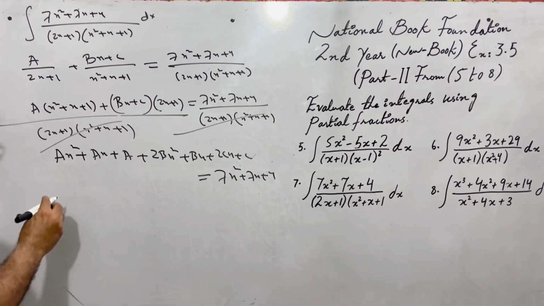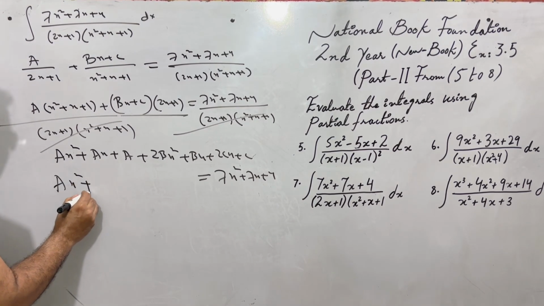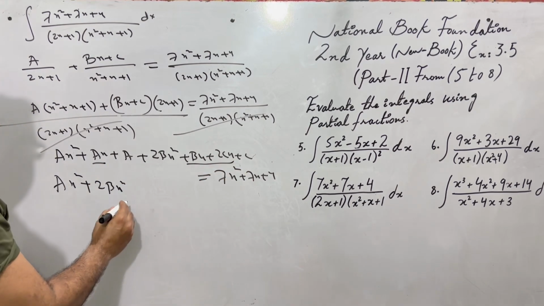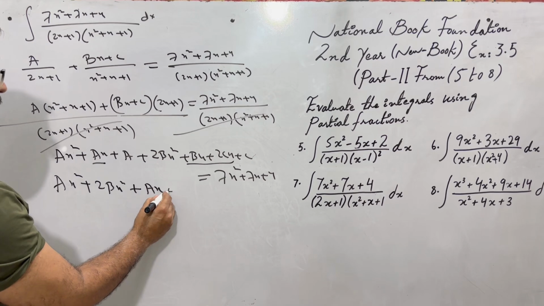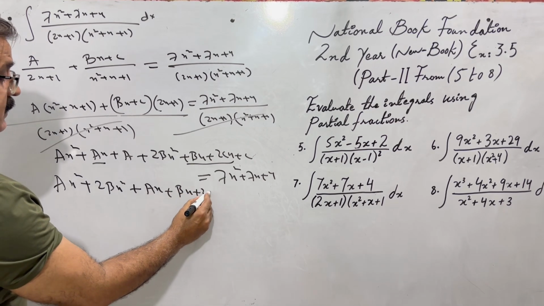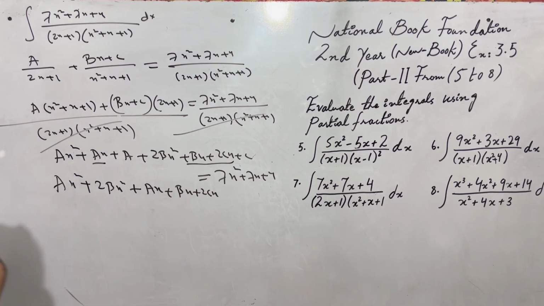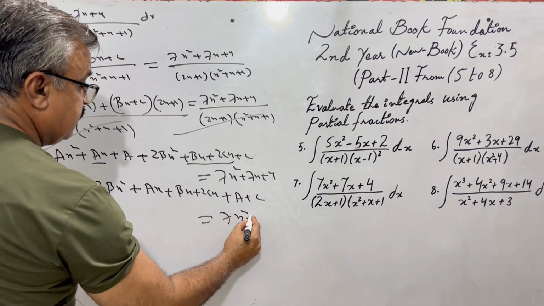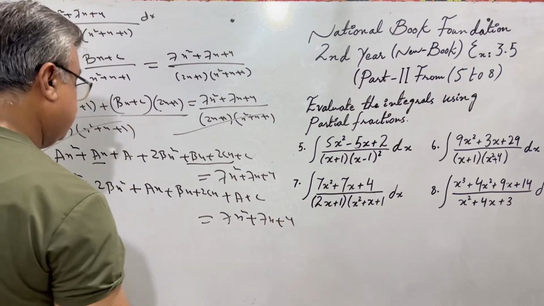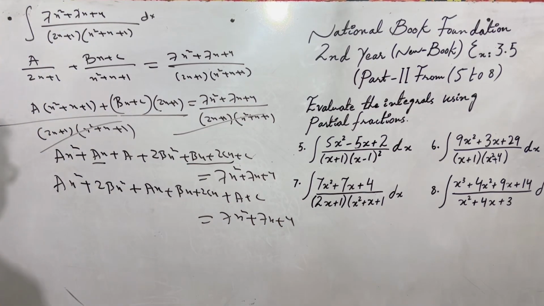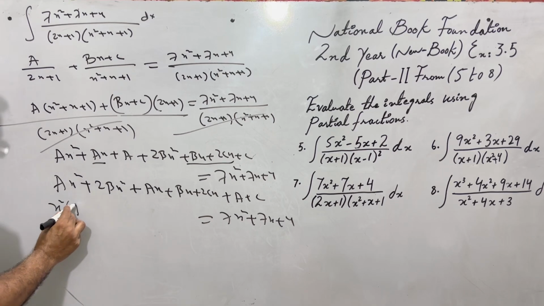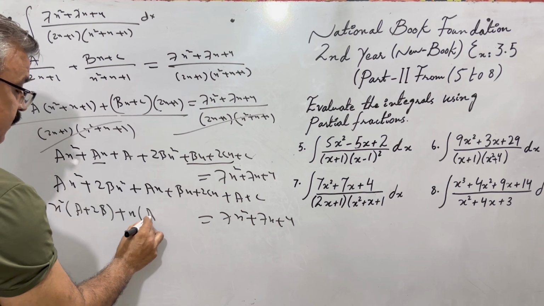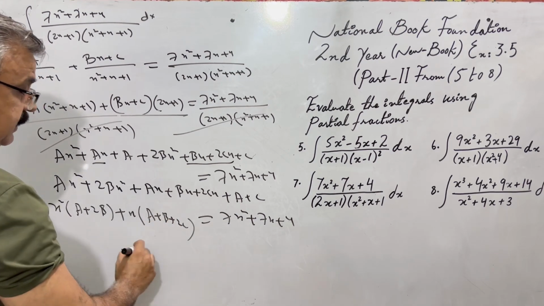Good one. Collecting the like terms, ax square plus 2bx square. Then having term x: ax plus bx plus 2cx. What about the constant? a plus c. Taking x square common, we have a plus 2b. X common, we are left with a plus b plus 2c.